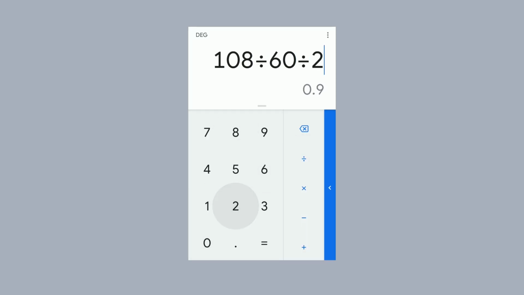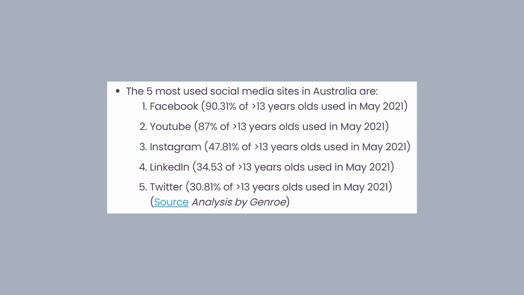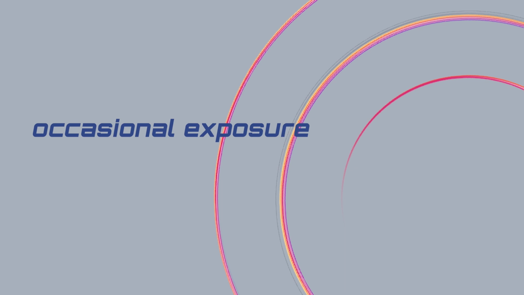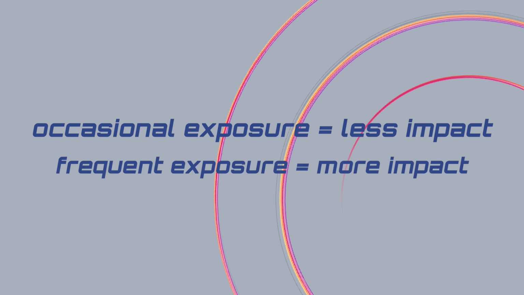Australians spend an average of 1 hour 48 minutes a day on social media, and Instagram is the third most popular platform, so it's safe to say that we get a lot of consistent exposure to the app and its contents. Occasional exposure to minimal sources will, according to this theory, affect consumers far less than constant exposure.